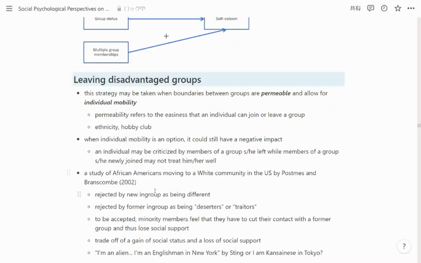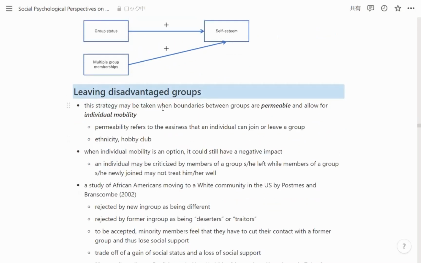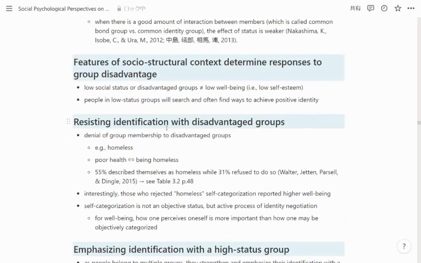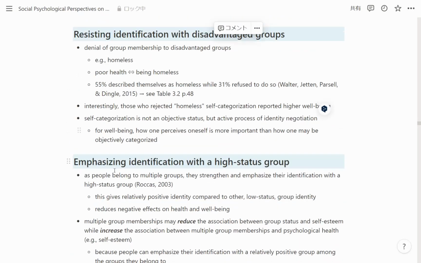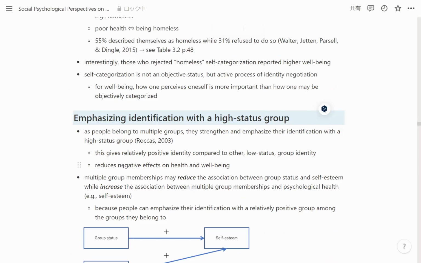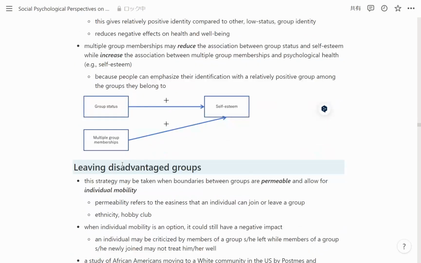And the third one is leaving disadvantaged groups. Here, they do not really find ways to achieve positive identity, but basically they resist or emphasize other identity or leave the groups. Okay, so leaving disadvantaged groups. This strategy may be taken when boundaries between groups are permeable and allow for individual mobility.